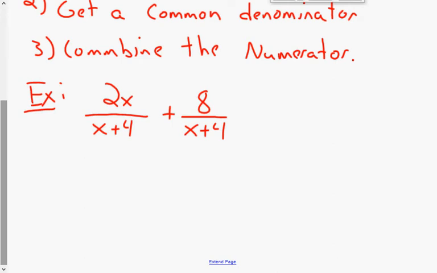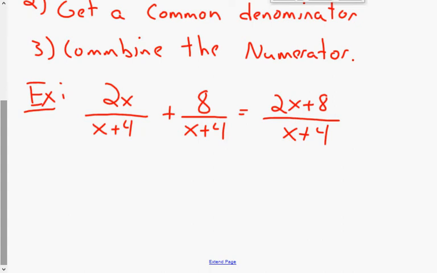So what's 2x plus 8? 10x. Can I add? They're not common. They're not like terms. So it's just 2x. All right, and then my denominator is just. Okay. Not so bad, right?